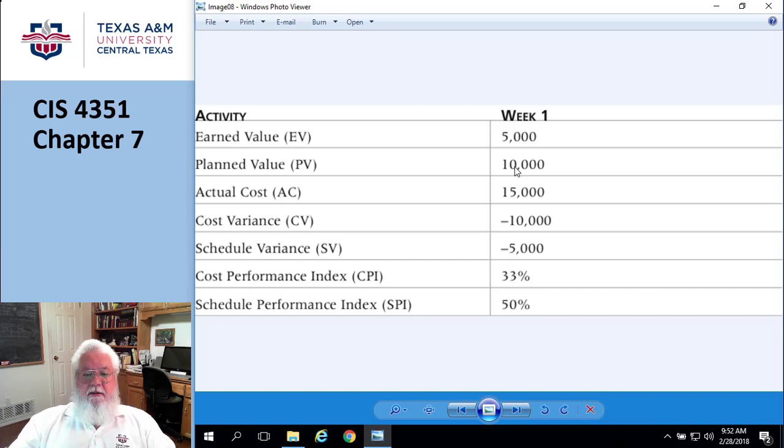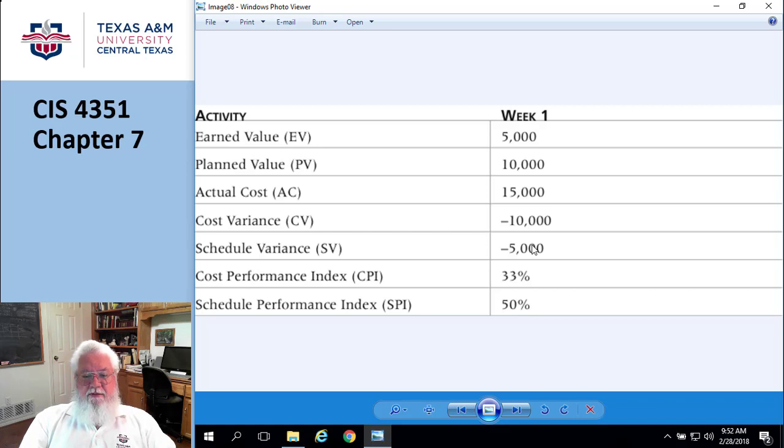So here, I planned on spending $10,000. It actually cost me $10,000. I only got $5,000 worth of effort out of it. So my cost variance was huge. My cost variance was $10,000 difference. Okay, cool. And the schedule variance, basically, you can probably figure that out. That's how much of a difference it makes in the schedule.